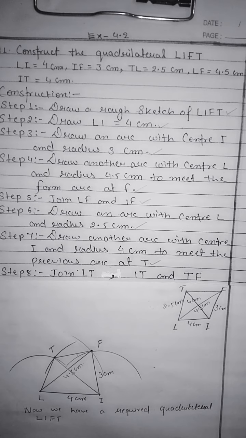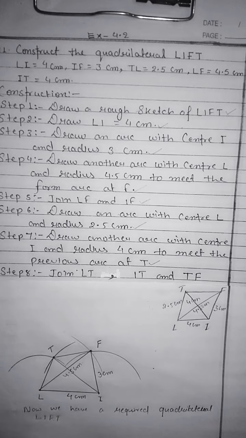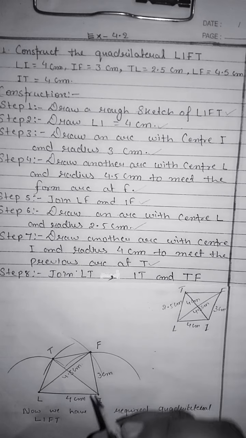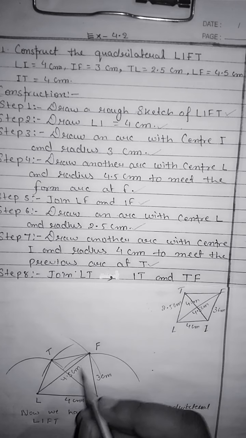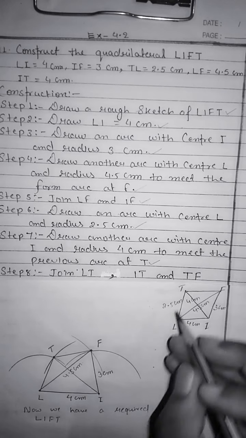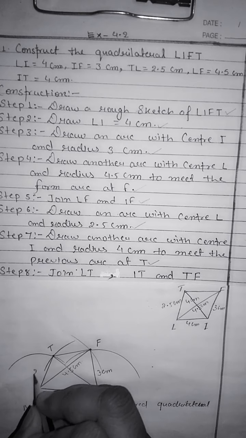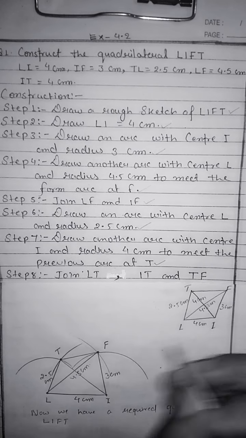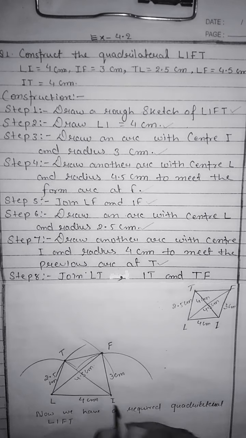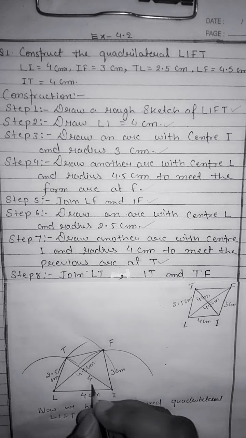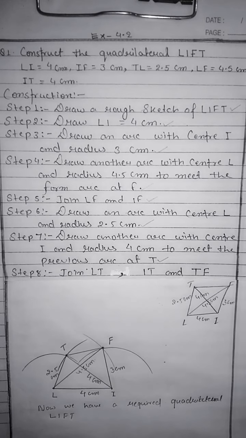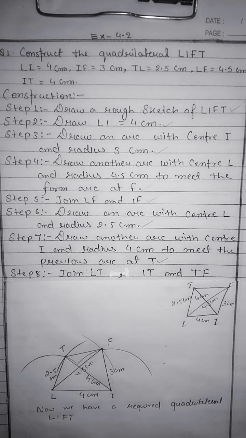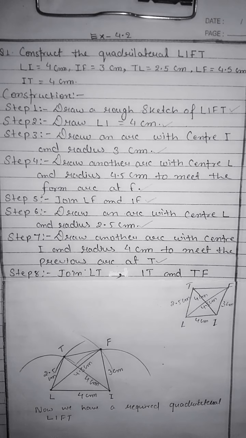Quadrilateral LIFT, and also write down the measurement of the sides of this quadrilateral. So we have written here the three measurements. Write down LT. LT is what? We have taken it as 2.5 centimeter, and the other diagonal, this one IT, is 4 centimeter. Now we have completed this construction.